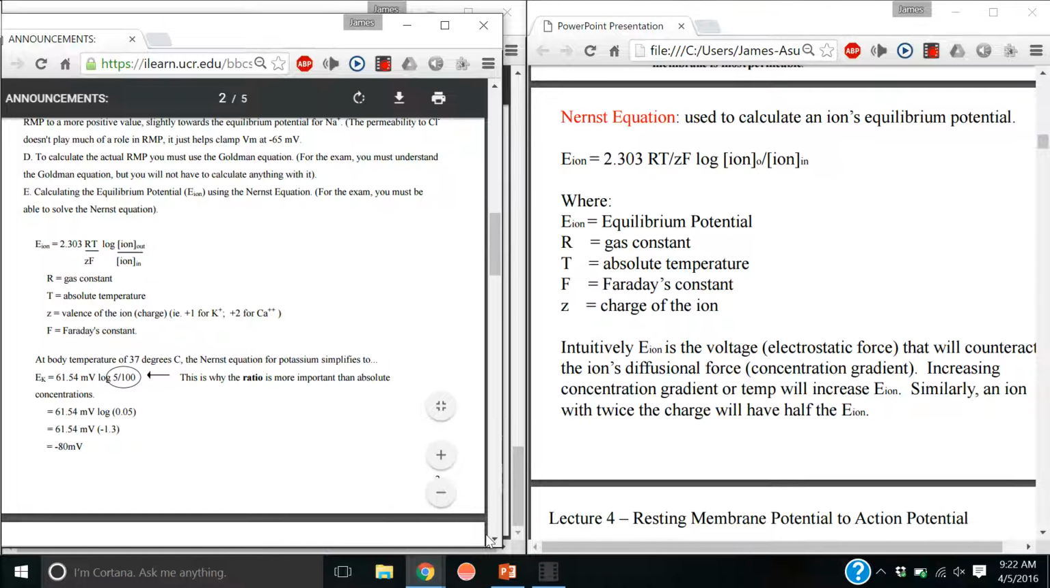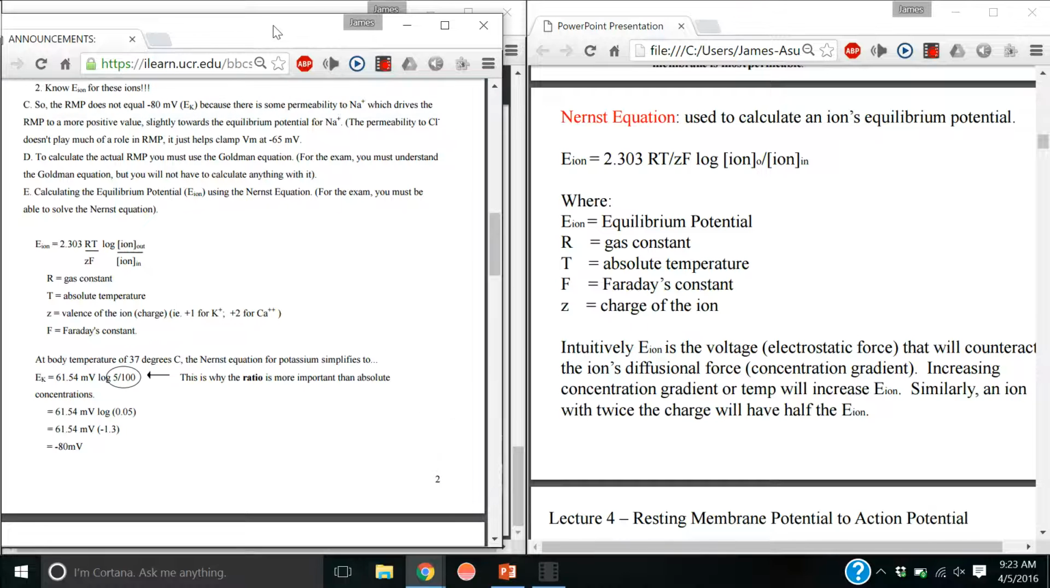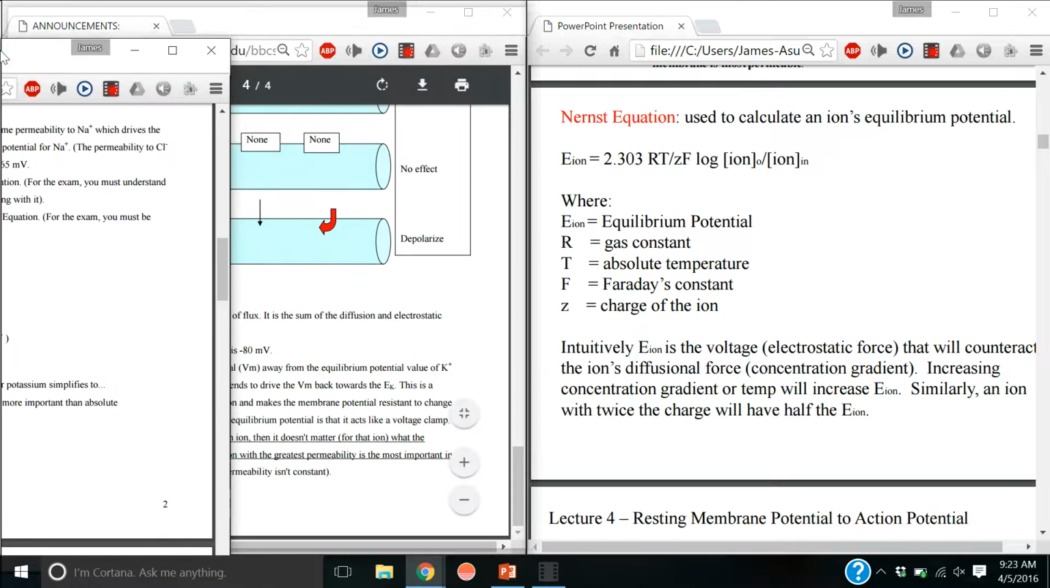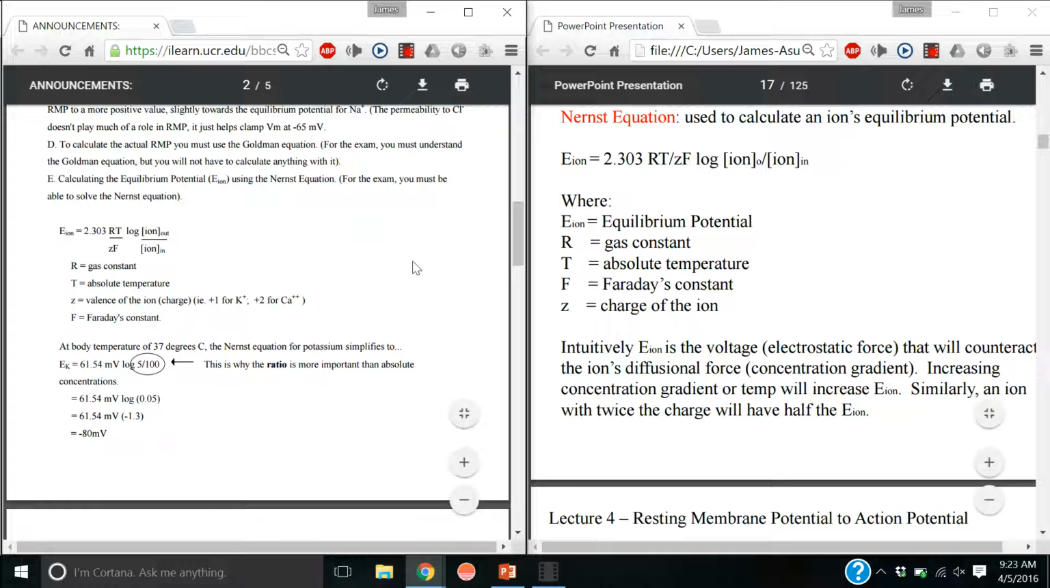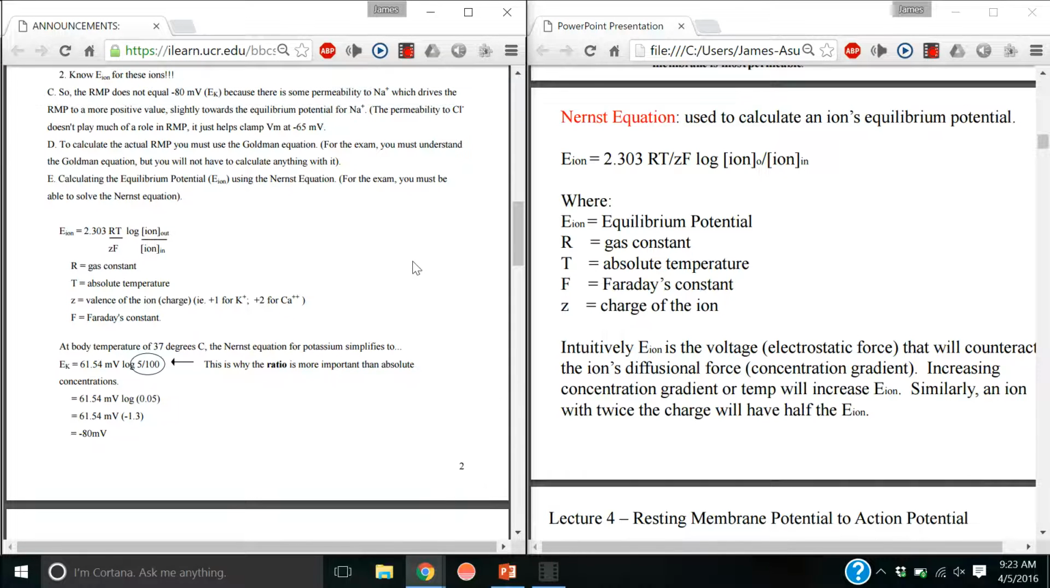So this is the formula for the Nernst equation. The equilibrium potential of an ion is a correction value, 2.303, times RT over zF, times the log of the extracellular concentration of an ion over the intracellular concentration, where E of ion equals the equilibrium potential, R equals the gas constant, T equals the absolute temperature, F equals Faraday's constant, and Z equals the charge of the ion.